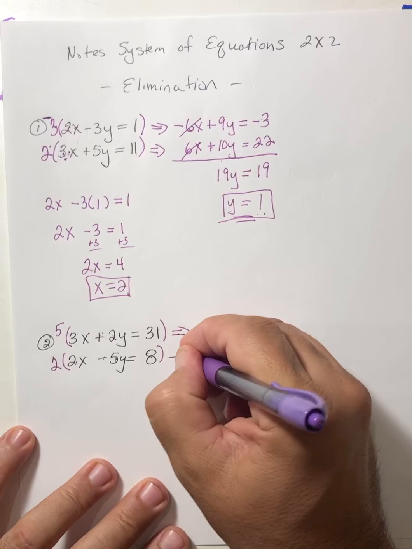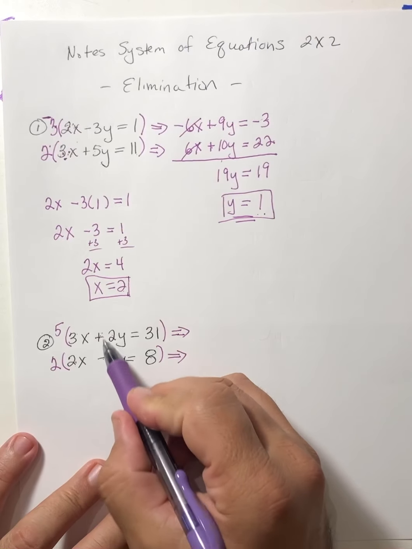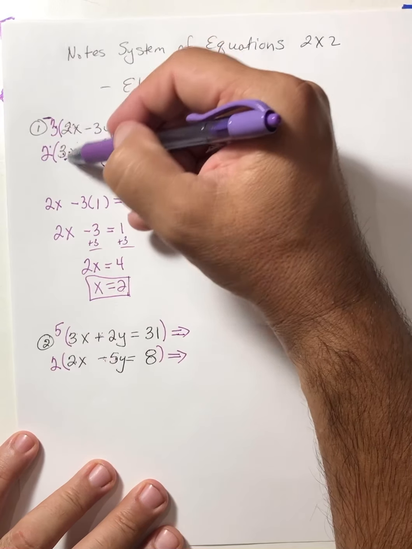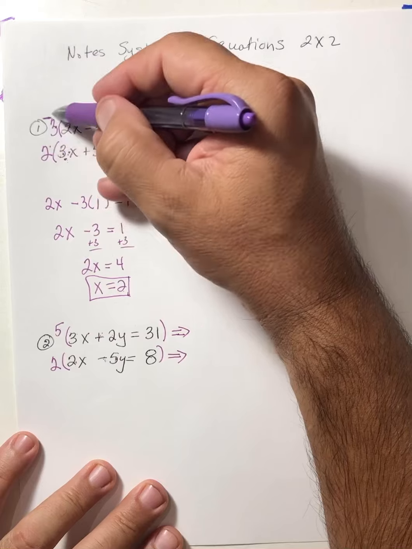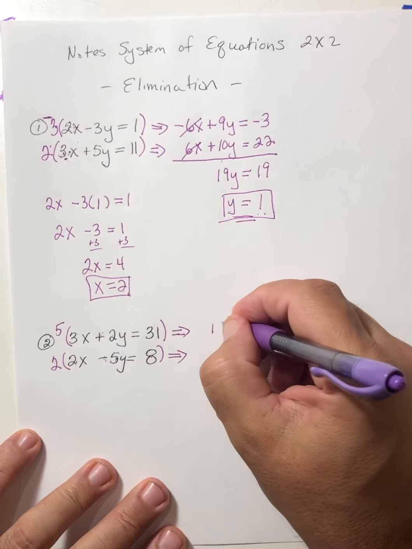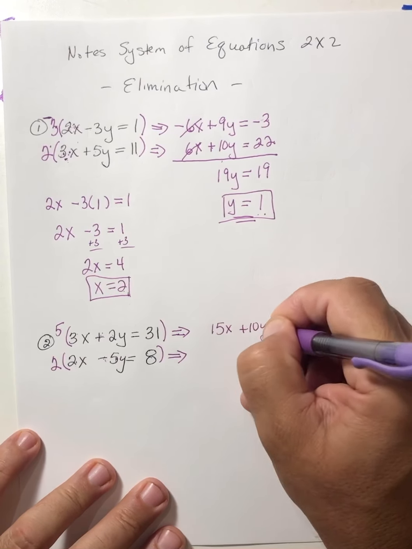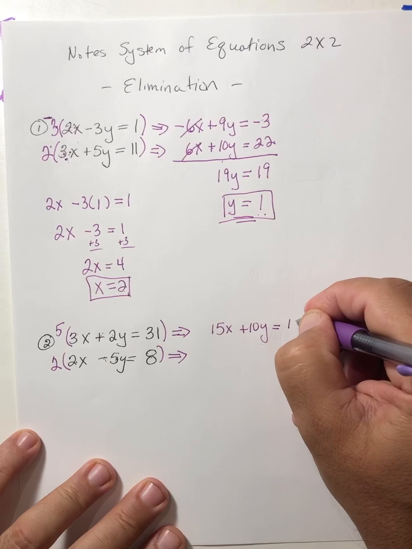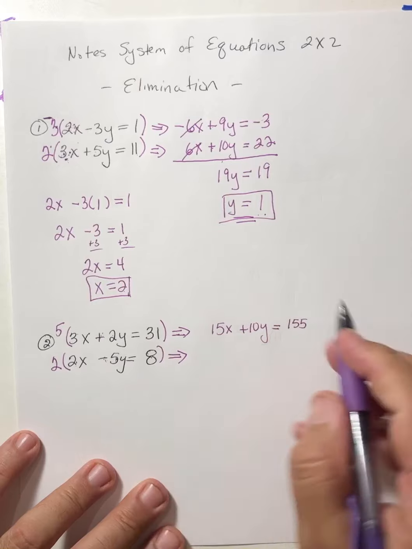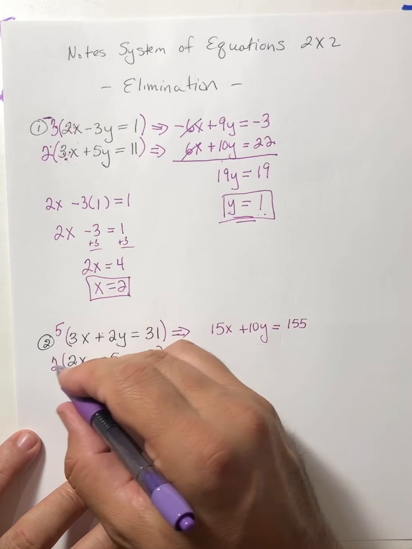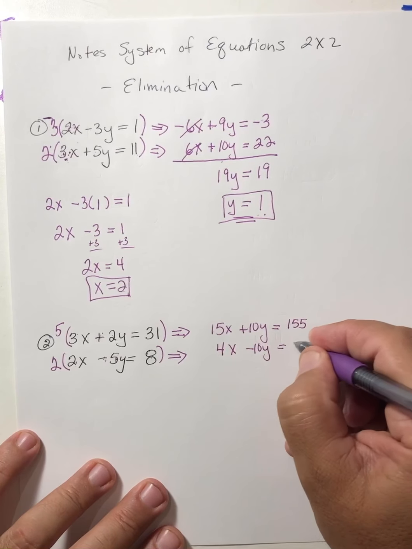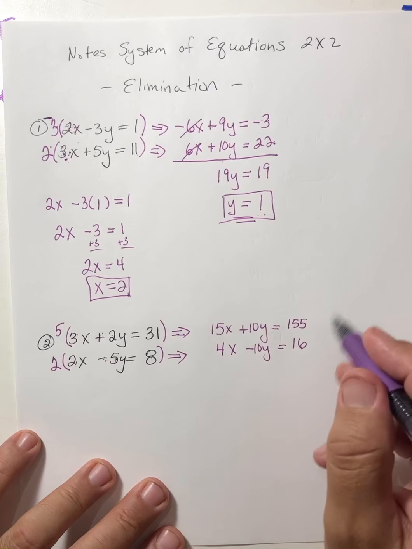So multiply. Okay, remember, these signs are already opposites, so I don't have to worry about opposite signs here. These signs were both positives. One of them needed to be a negative. All right, so I'm just going to start multiplying by 5. So I have 15x plus 10y equals 155. Yeah, 5 times 31. 5, 15, yep, 155. Then I multiply the bottom by a 2. 4x minus 10y equals 16. And I can add them up.